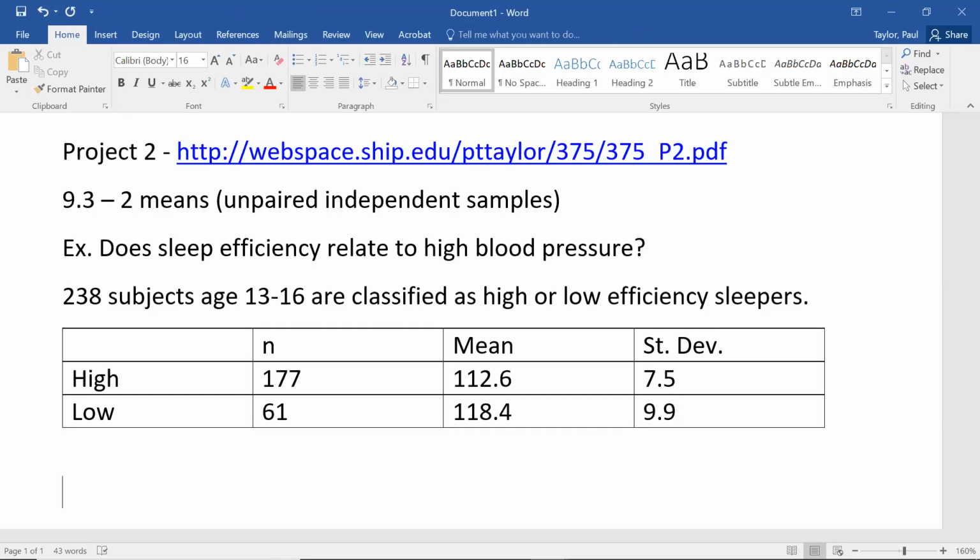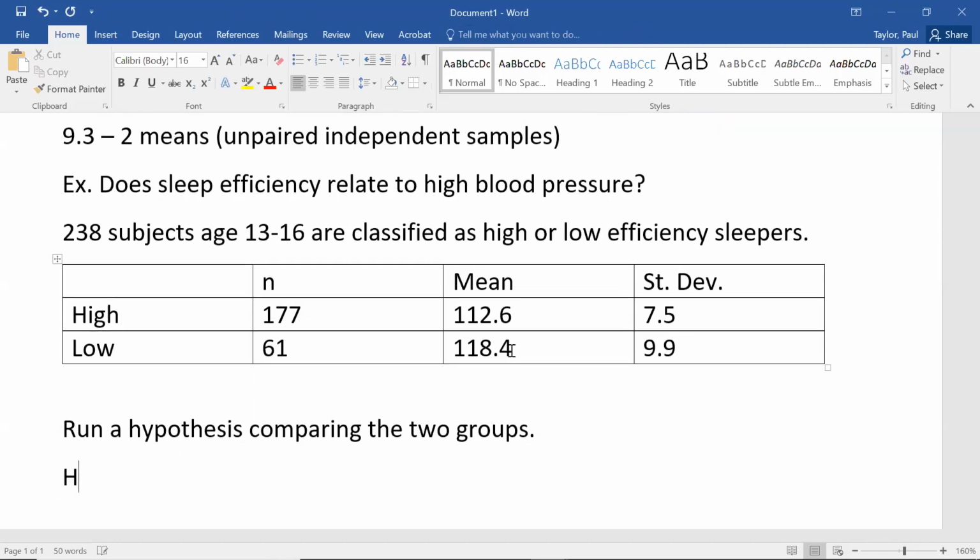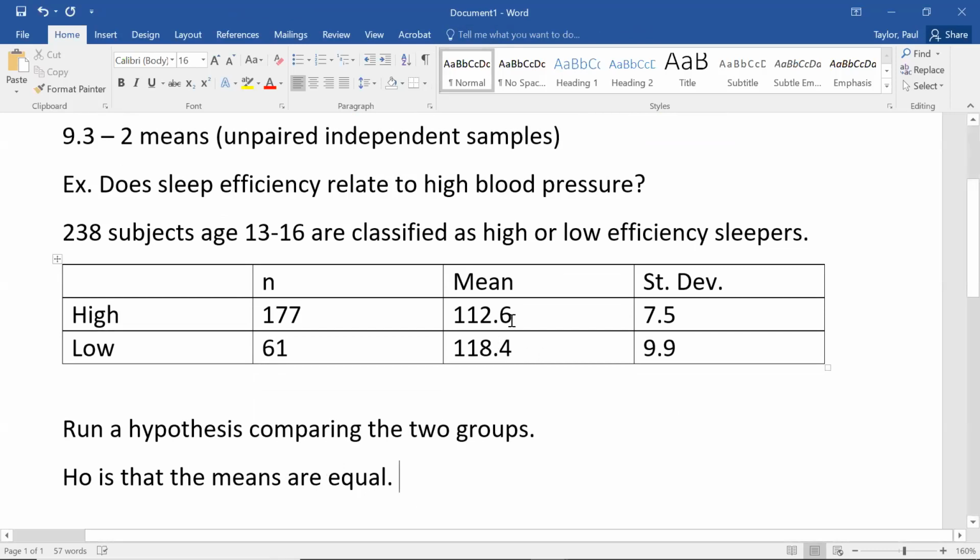So what we're going to do is run a hypothesis test comparing the two groups. Our null hypothesis is that the means are equal. In our sample they weren't equal, but the null hypothesis that we're always going to use in these is that the two groups have the same mean on the quantitative variable that you're measuring.